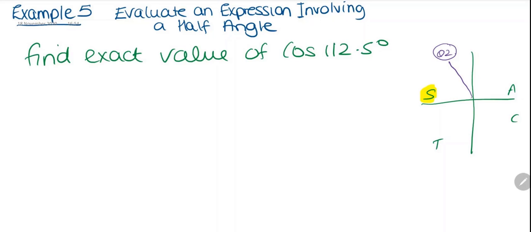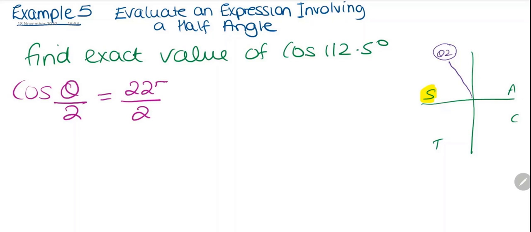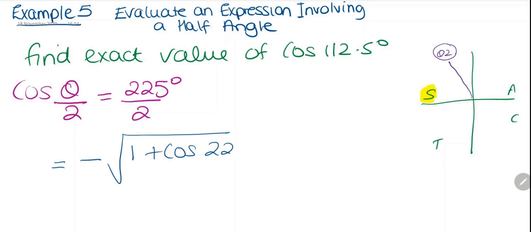Now we're going to use our half angle formula. And our cosine of theta divided by 2 needs our angle to be written in this format. So we need to change 112.5 to 225 divided by 2. So our formula is going to be minus the square root of 1 plus cosine of 225 divided by 2.